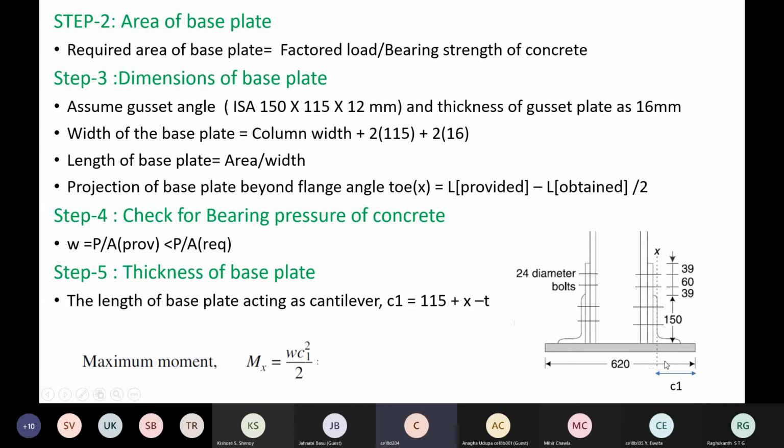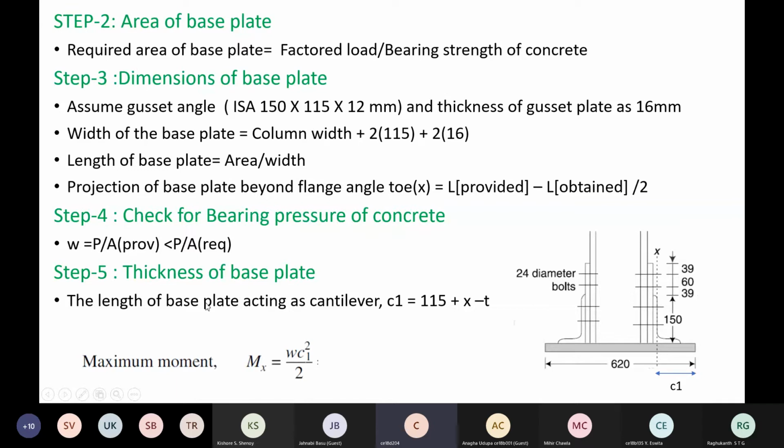You know that the total length we have provided is 620, but the value we got is 612. So what is this value? You tell me. Each side, how much will the projection be beyond this angle? 4. Yes, there will be 4 mm. That is nothing but x here. Once you know x, it will be helpful in finding out the moment acting at the base of the angle.